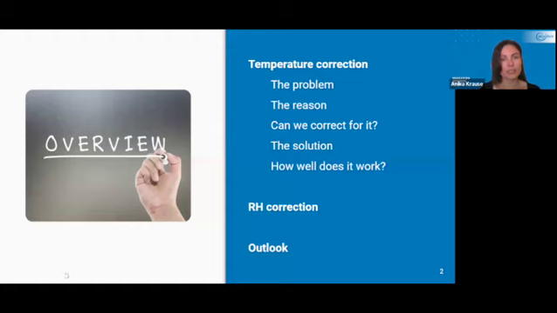Right, so here you can see the overview of my talk. I will give you quite a detailed explanation of the temperature correction, and then I will also go into the correction of the relative humidity sensor, which is kind of analogous. So it doesn't have to be as detailed anymore, don't worry.